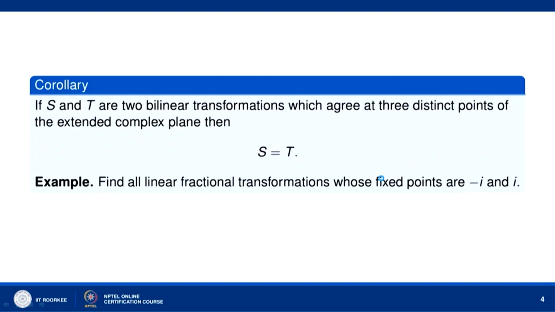So, if S and T are two bilinear transformations, as a corollary we have: if S and T are two bilinear transformations which agree at 3 distinct points of the extended complex plane, then S must be the same as T. We can easily prove this.